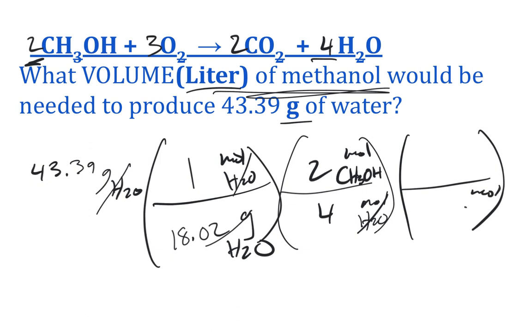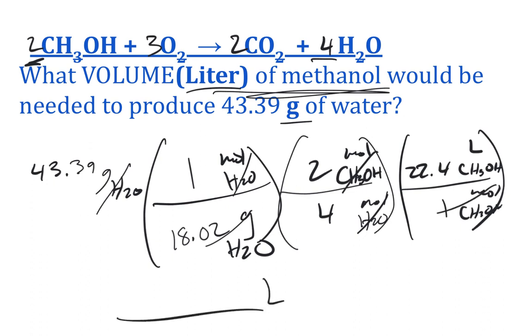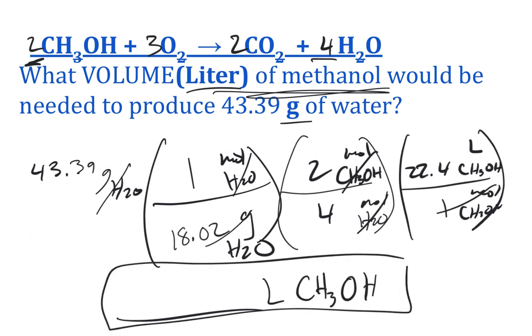Mole of CH3OH to liter, which is CH3OH. Once again, the number in front of mole is a 1. The number in front of liter is 22.4. Multiply by the top, divide by the bottom. Your answer should be blank liter of CH3OH. Keep the stick figures also for this one.